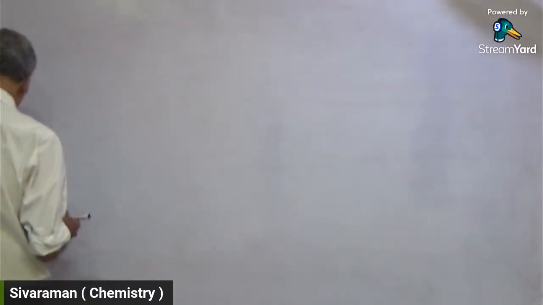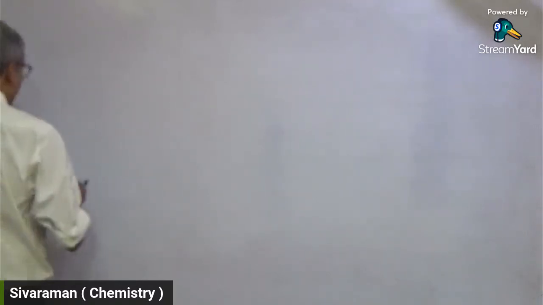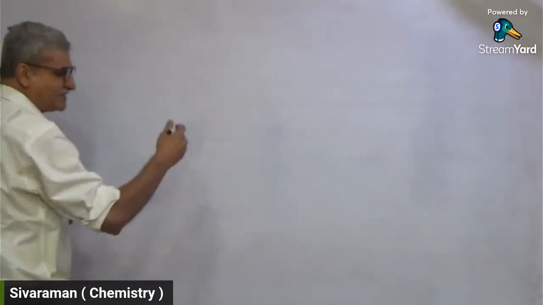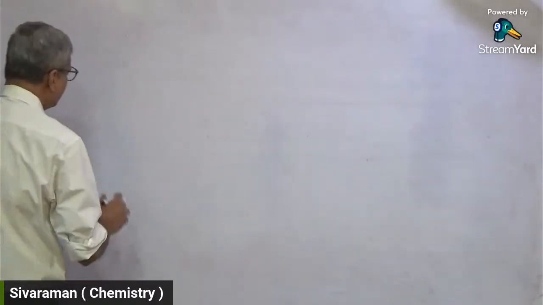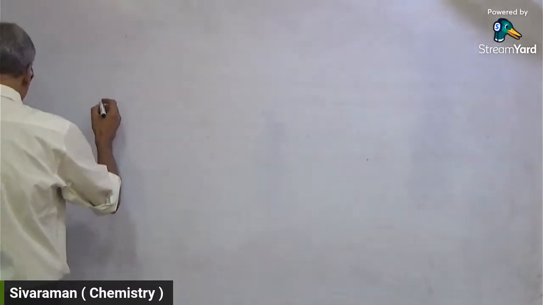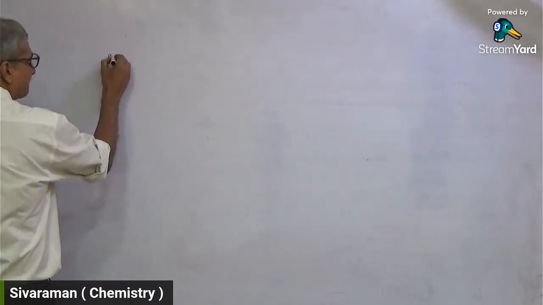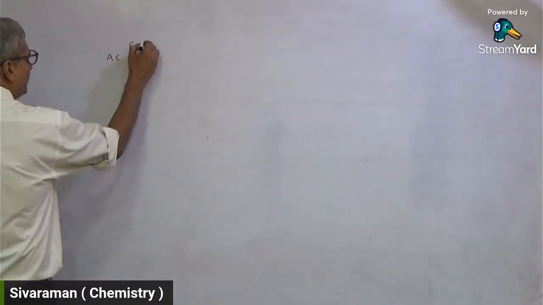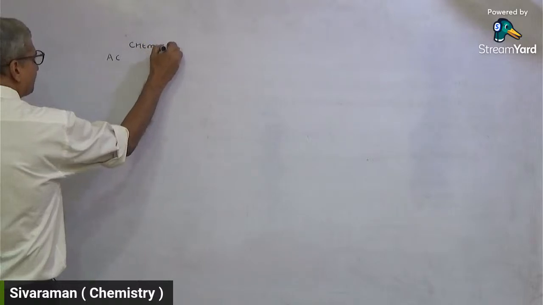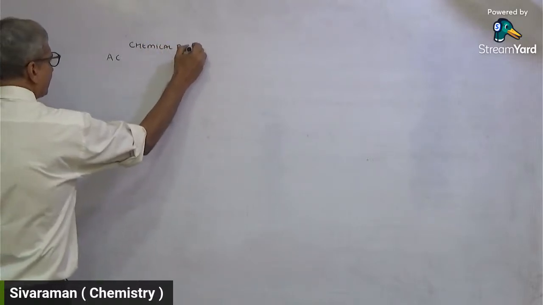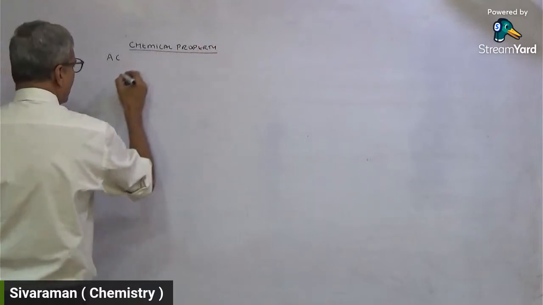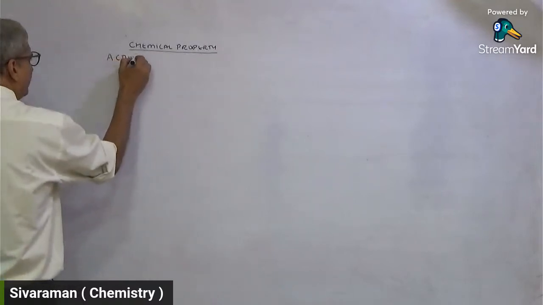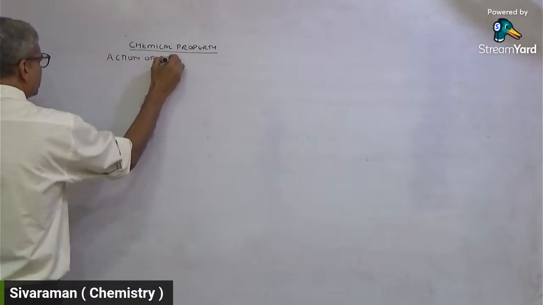So what happens is, I'm not talking about action of air. Sulfur forms sulfur dioxide, then further it forms sulfur trioxide. It's a very simple one. We'll come to action of acids. So I am on chemical property. So first is action of acid.